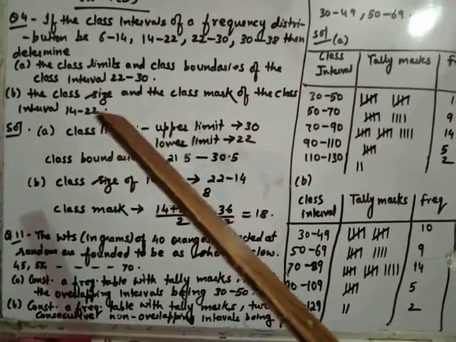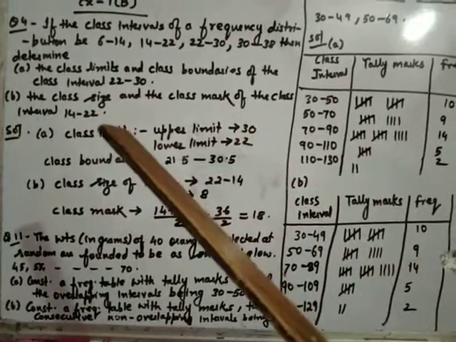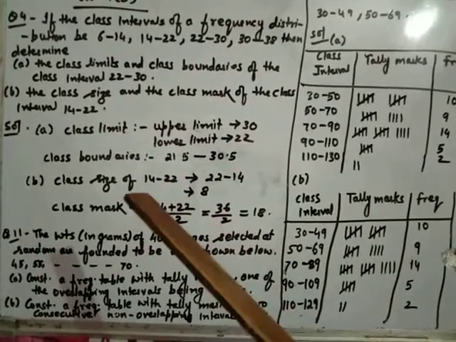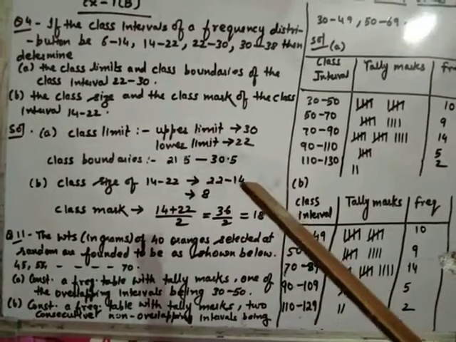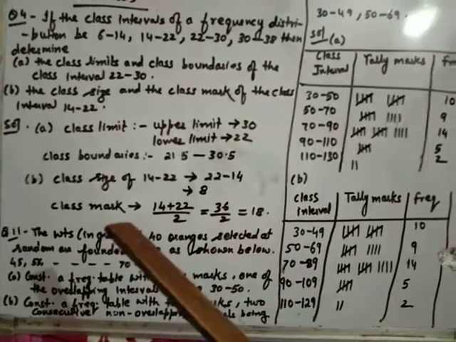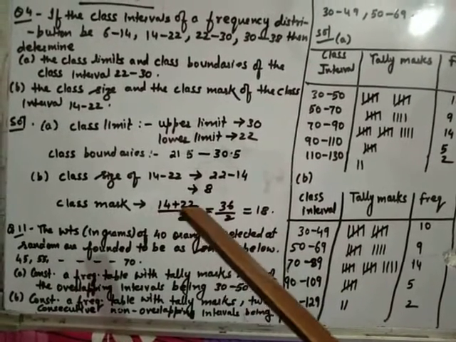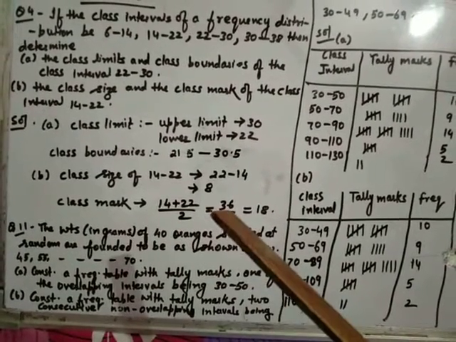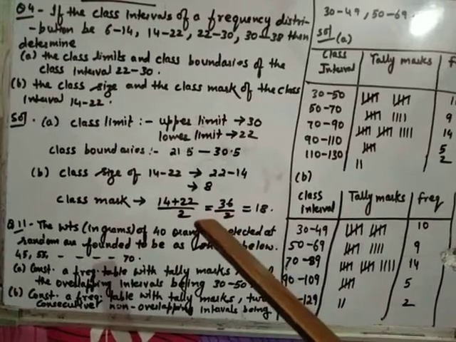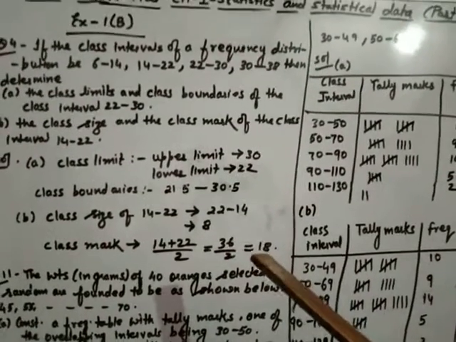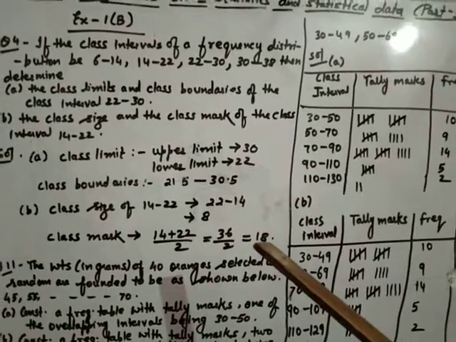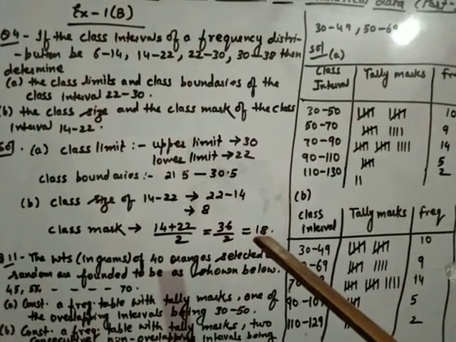Second part, the class size and the class mark of the class interval 14 to 22. The class size of the class interval 14 to 22 is 22 minus 14, which is 8. The class mark is the lower limit plus the upper limit divided by 2, which is 14 plus 22 divided by 2, which is 36 divided by 2, which is equal to 18. I hope you understood. Like this you will do the questions.